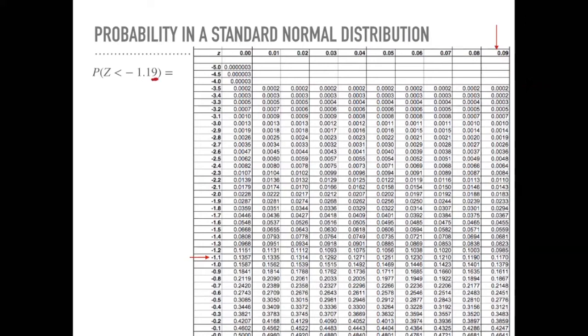So the digit before the decimal place and the first decimal place digit will come from this first column here along the left, and then your second decimal place for your z-score is going to come from across the top. So where those intersect gives us a probability. So the probability that z is less than negative 1.19 should be equal to 0.1170.